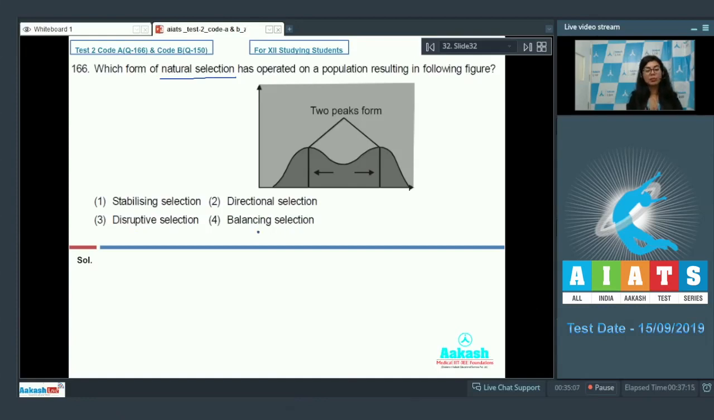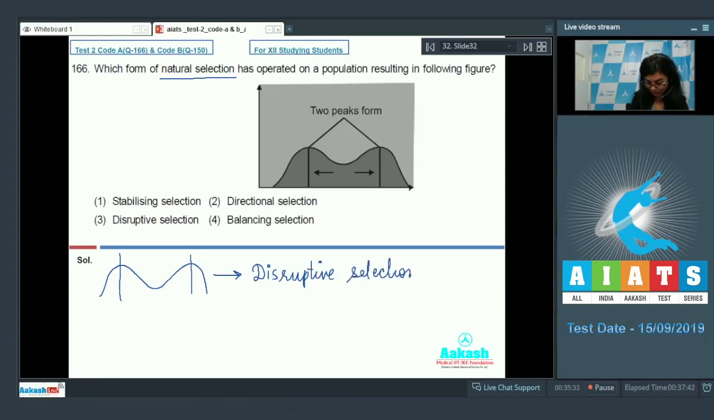Disruptive selection is observed when selection does not favor the mean character value, rather it favors the peripheral character values. It means the extremes are selected over the middle or the mean characters. So the two peak forms, this is very characteristic of disruptive selection. It means the mean character values, the middle ones, are not selected, while the extremes or the peripheral ones are selected.